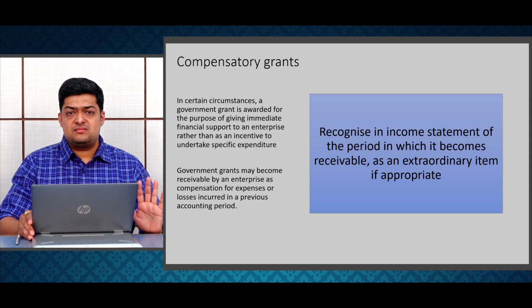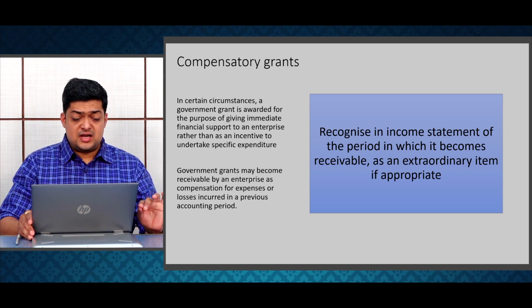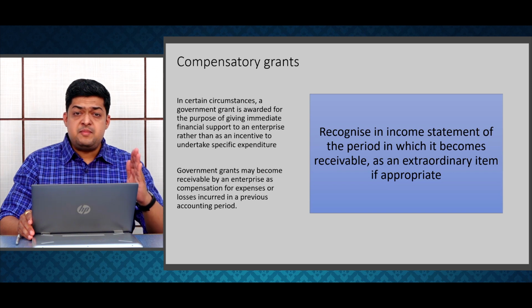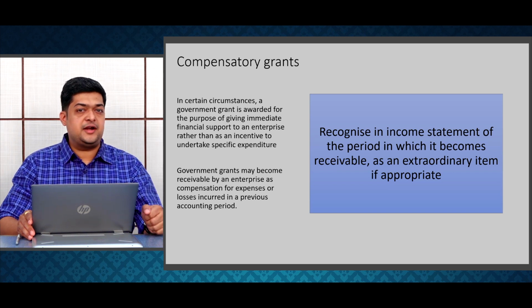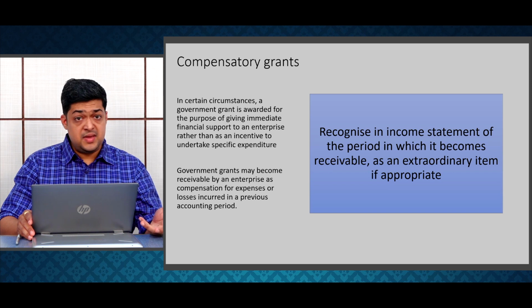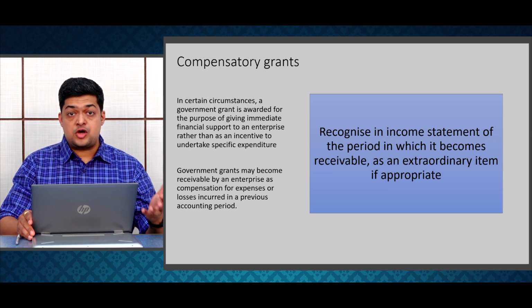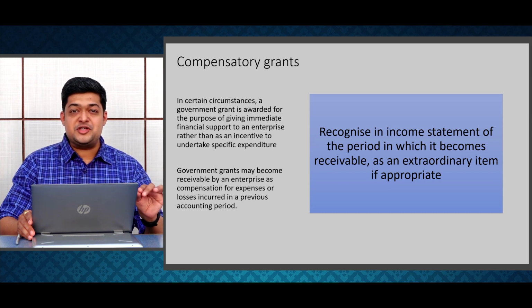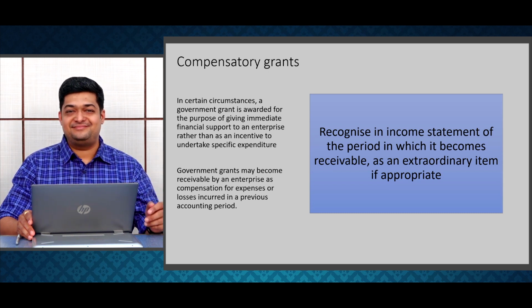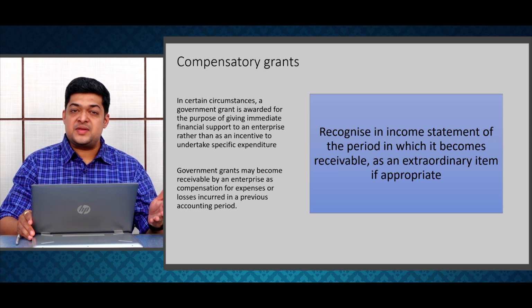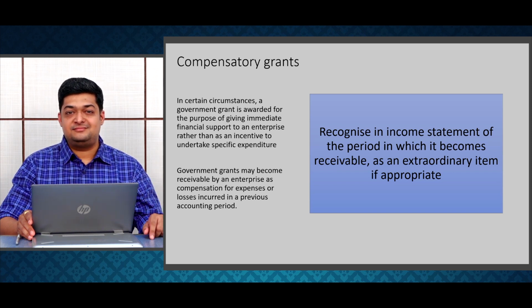What happens is, sometimes the grant is awarded to provide immediate financial support to the entity. Maybe for the reason of there being abnormal loss to the entity caused by natural calamities, or maybe for some other reason, this financial assistance is provided which is compensatory in nature. The purpose is to compensate for the losses.